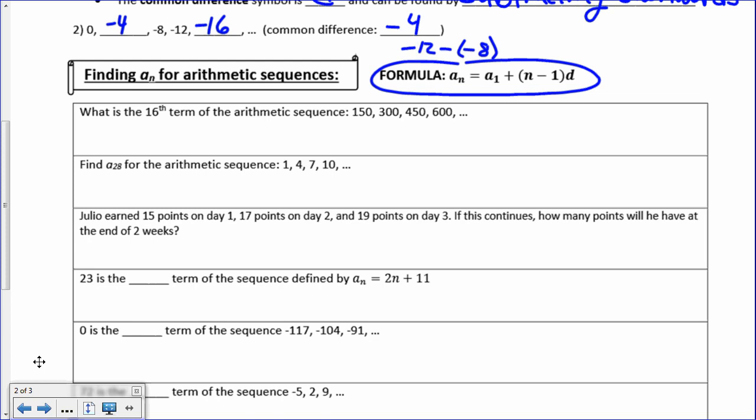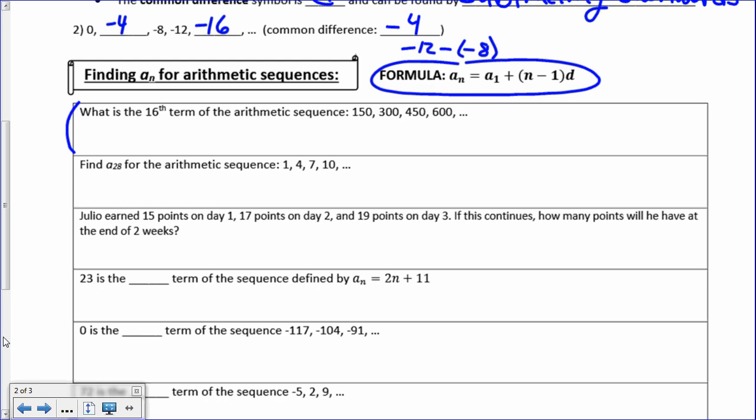Alright, so here's our first question. What's the 16th term of the arithmetic sequence that's provided? Alright. You wouldn't want to have to write out all 16 numbers, would you? That would take forever, especially if they ask for like the 100th term. You don't want to be writing numbers over and over and over again to get there. So that's what this formula is for, right? If they tell you where they want you to go, you just have to use this formula, plug in what you know, and solve for what you don't know.